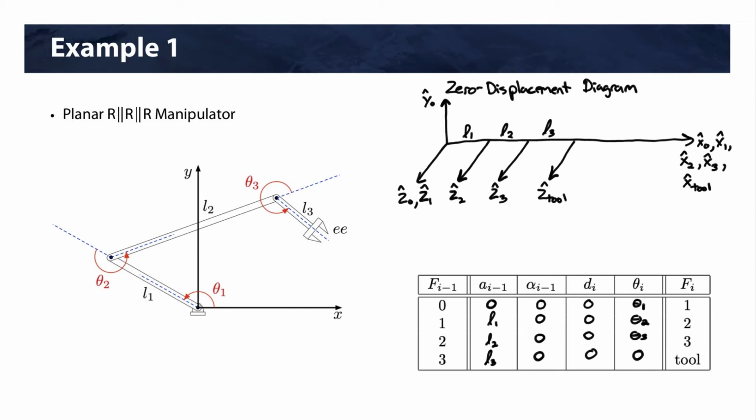One suggestion to practice these is to start with the 0 displacement diagram and see if you can fill out the table on your own without looking at the video. Another technique you can try is to start with the D&H table and see if you can draw the 0 displacement diagram. With these D&H parameters, you should be able to draw your 0 displacement diagram.